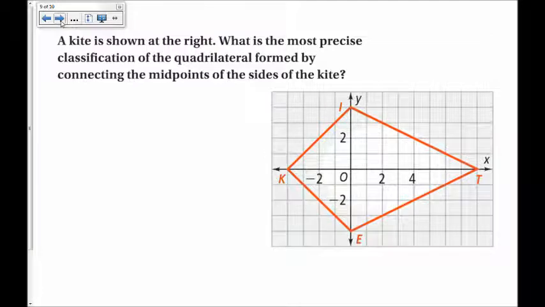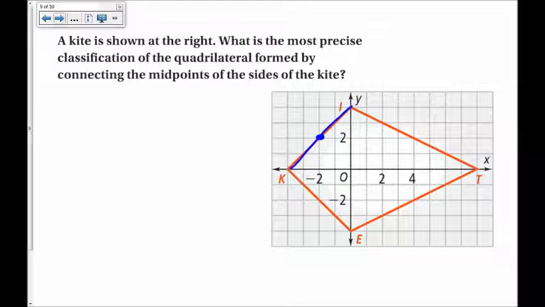A kite is shown at the right. What is the most precise classification of the quadrilateral formed by connecting the midpoints of the sides of the kite? Okay, so when you find the midpoints, this one right in the middle looks to be about right here because it's over 2, up 2, over 2, up 2.